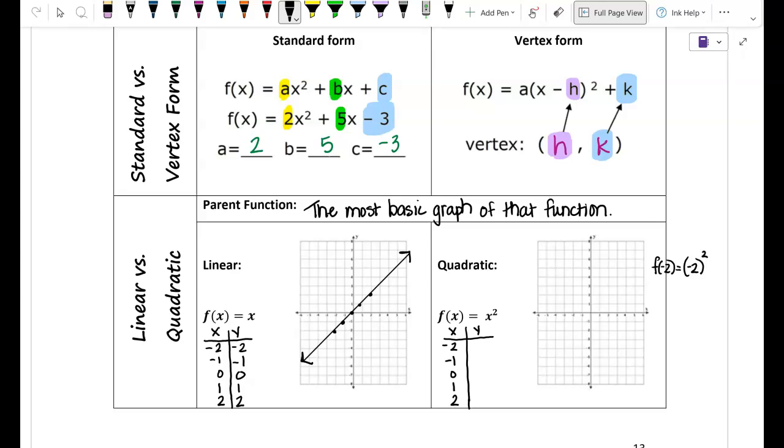So what is -2 times -2? +4. So the function of -2 equals 4. If I do the same thing for -1, the function of -1 equals the quantity -1 squared. So what is -1 times -1? Positive 1.